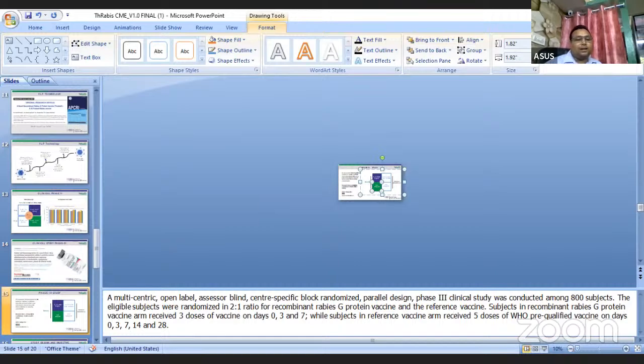Total subjects 800, randomized 2:1. Travis, 0-3-7 days only regime, 533 subjects. And 267 subjects, and here you can see the 0-7-14-28 days regime there for reference. So Travis we can only give 3 doses, 0-3-7.